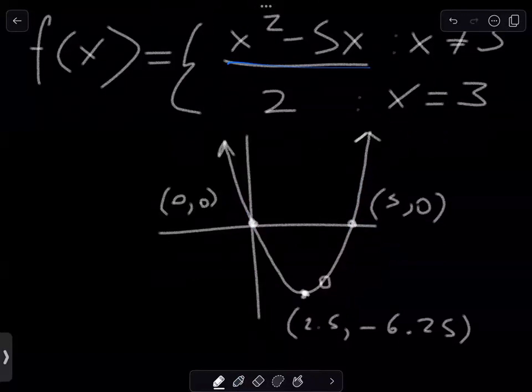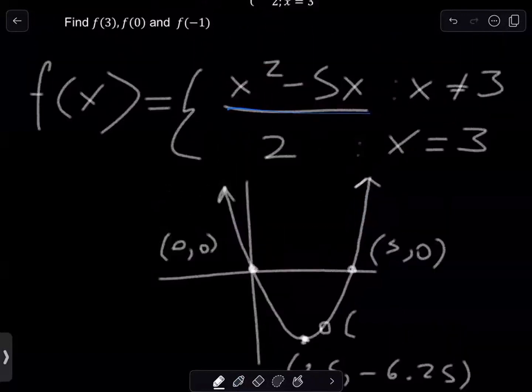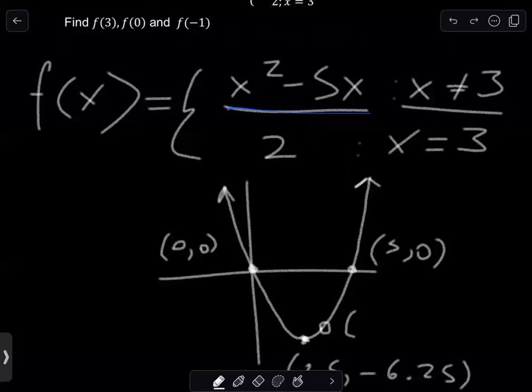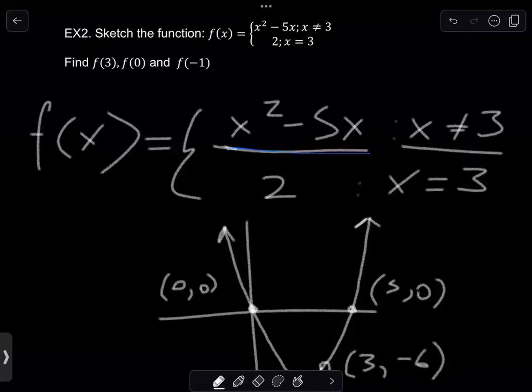And we are going to put an open dot at x is equal to 3. And we'll label that because we have to draw this function wherever x is not equal to 3. So that means at the value of x is equal to 3, we need to have an open dot, meaning it's not including x is equal to 3. So we'll just label that point as well. That's going to be 3 and -6. There we go. And that's how we plot the first part of this piecewise function.